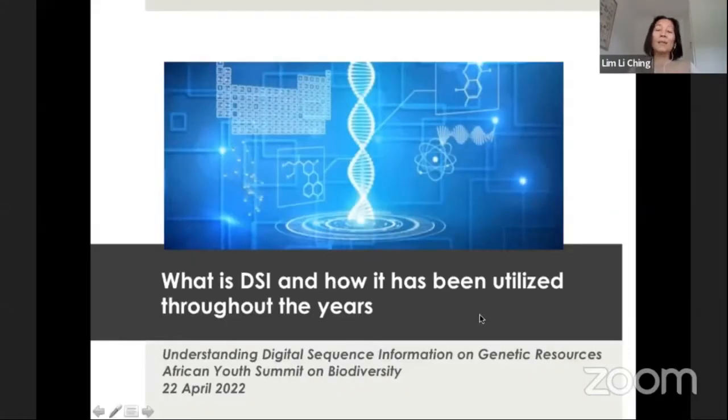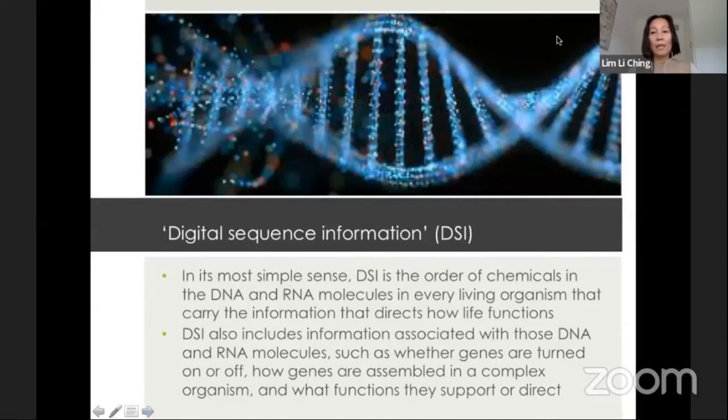Okay. So I think really my task in this presentation is to introduce the topic of digital sequence information, or DSI, and to really look a little bit at some of its implications. I think in the simplest sense, DSI is really the order of chemicals in the DNA and RNA molecules in every living organism that carries the information that directs how life functions.